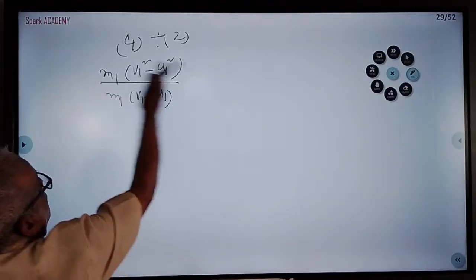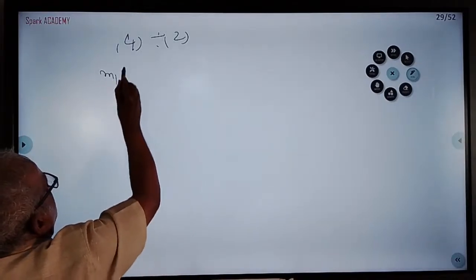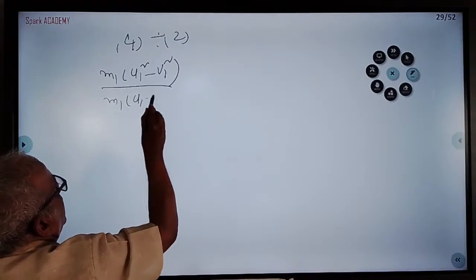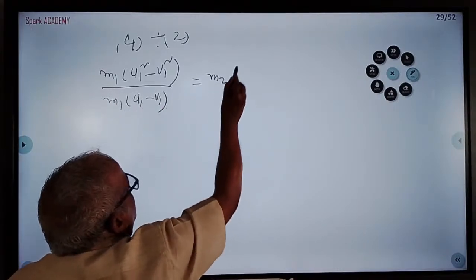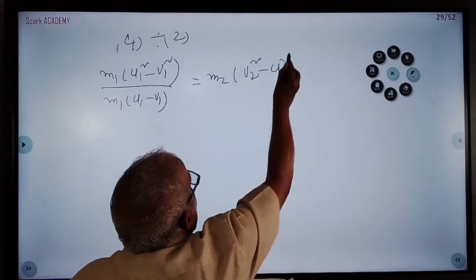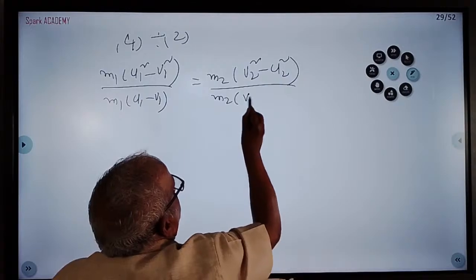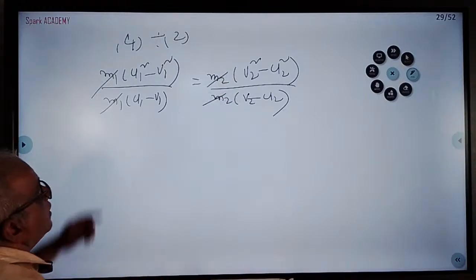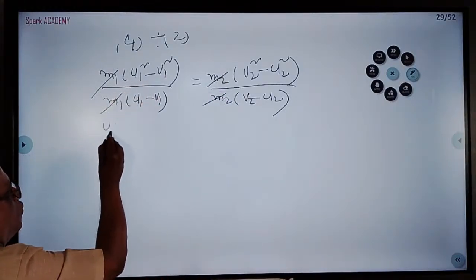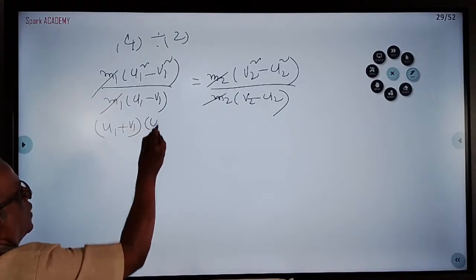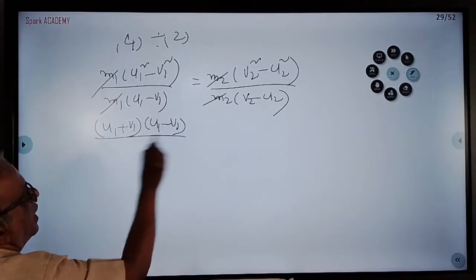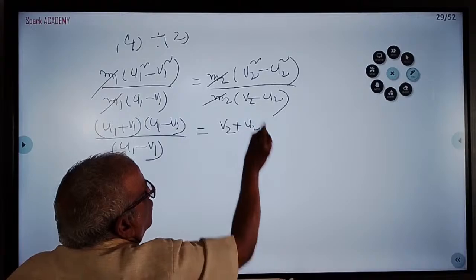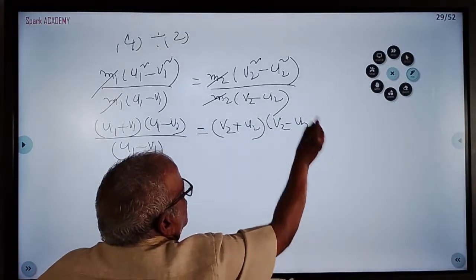So here, m1 into u1 square minus v1 square by m1 into u1 minus v1 is equal to m2 into v2 square minus u2 square by m2 into v2 minus u2. m1 gets cancelled, m2 gets cancelled. a square minus b square is a plus b into a minus b, so u1 plus v1 into u1 minus v1 by u1 minus v1 is equal to v2 plus u2 into v2 minus u2 by v2 minus u2.